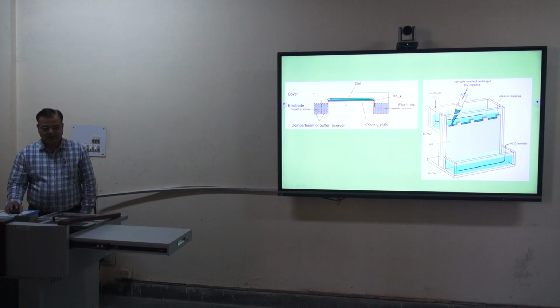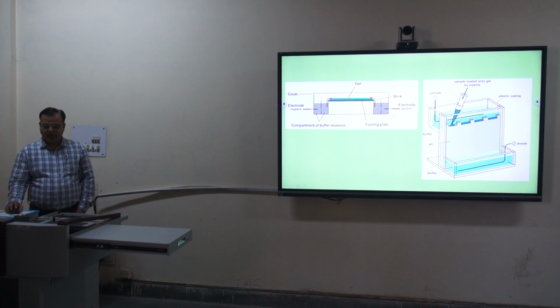You can see here on one side there is a wick of wetted filter paper, and it is dipped in the electrophoresis buffer. This is like a buffer reservoir, and on the second side there is also a buffer reservoir, and a wick of filter paper is also suspended here. So it completes the electric circuit.